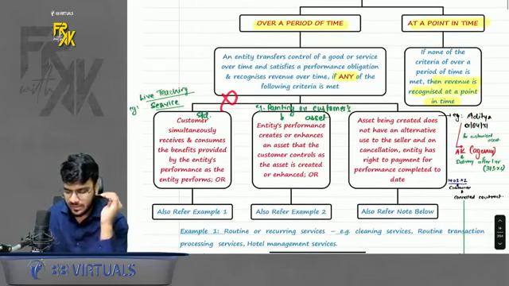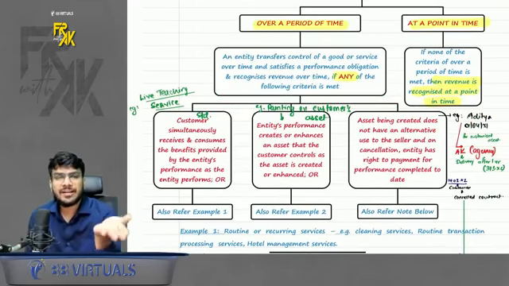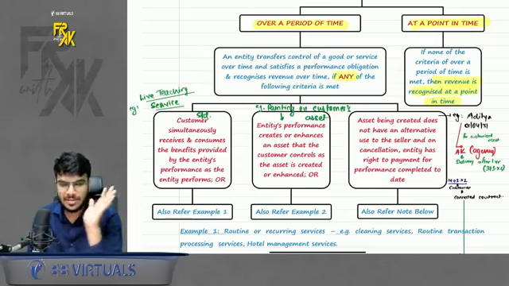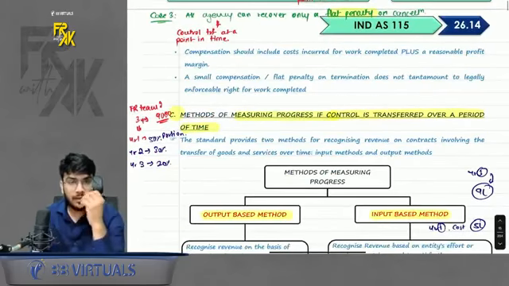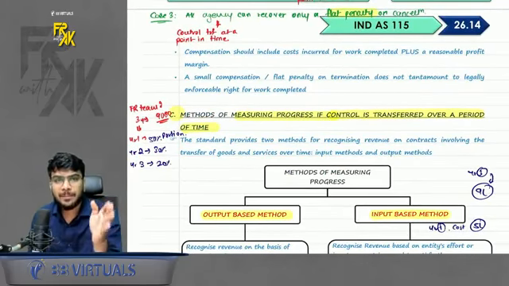If none of these 3 cases are met, you will say control is getting transferred at one point, so book the revenue at a single point in time. Okay, now, one more thing. When I say that we should book the revenue over the period, it does not mean equally.